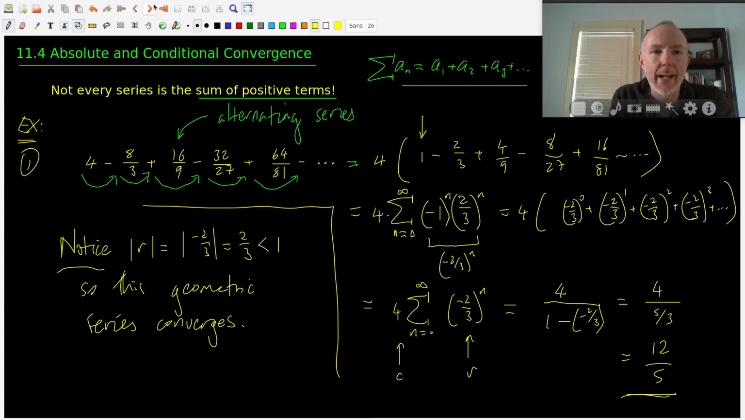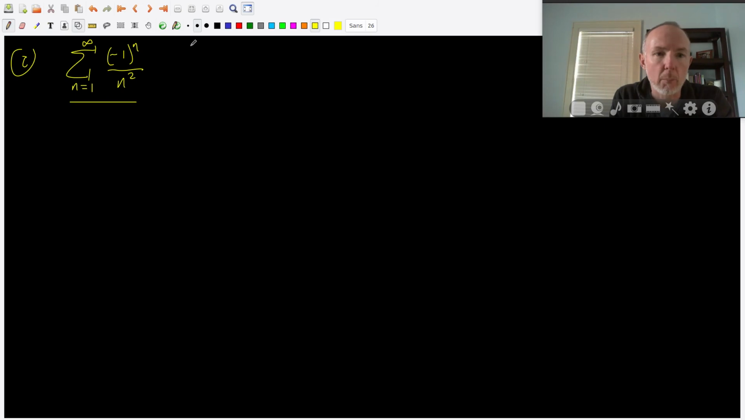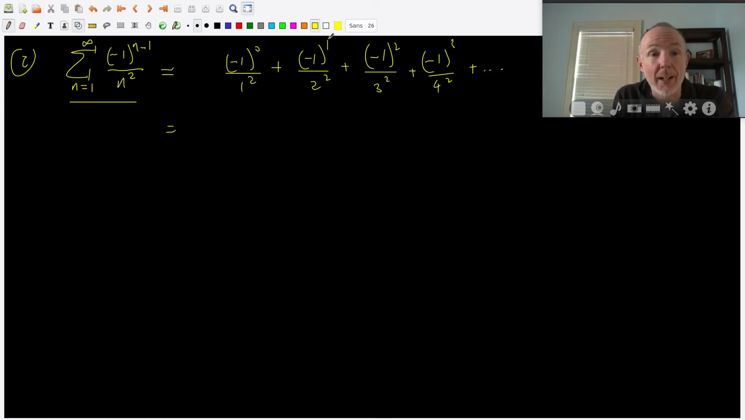So let's look at another example that looks at these. This is another example of an alternating series. So if I write this out when n is equal to 1, in fact, I'm going to make this n minus 1 just for fun. If you think about plugging in n equals 1 here, what we're going to get is -1 to the power of 0 over 1 squared, plus -1 to the power of 1 over 2 squared, right? This is when n equals 1.